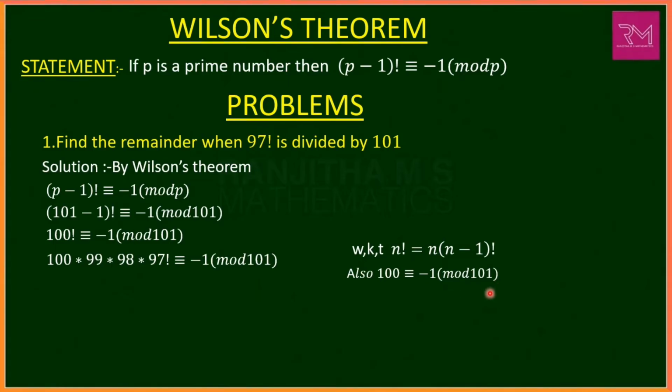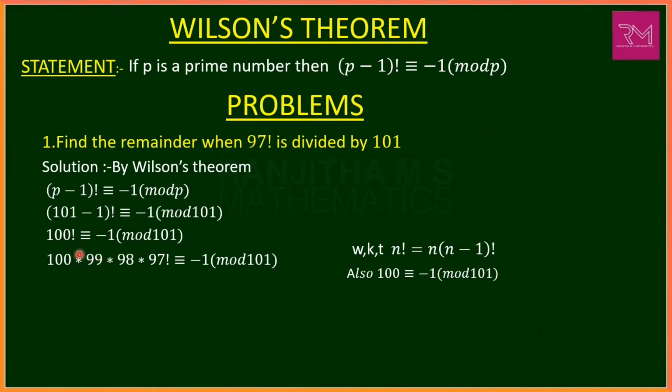This is because, by the definition of congruency, we can write that 101 divides 100 minus (minus 1). Now 100 minus (minus 1) is 100 plus 1, which is 101. Obviously, 101 divides 101, which is satisfied. So, in the place of 100, we can write minus 1 under modulo 101.